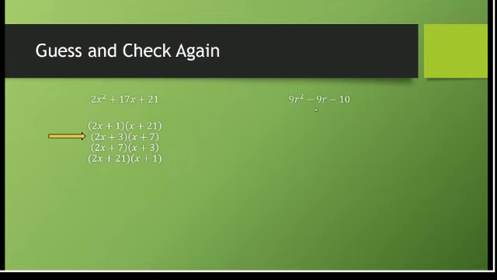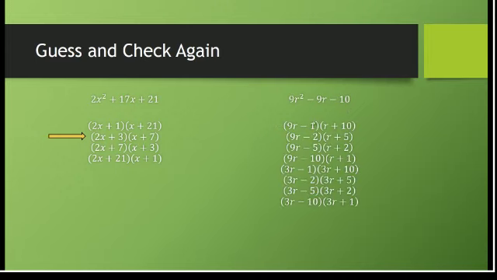Here, 9r squared minus 9r minus 10. To get the front there, I can do either 1 times 9 or 3 times 3. And to get the last two, I can do either 1 times 10 or 2 times 5. So that makes a total of 8 combinations, and I have to check them all. Notice the first 4 are 9 times 1 in the front, and the last 4 are 3 times 3, and then the last 2 pieces there are all multiplied to negative 10.